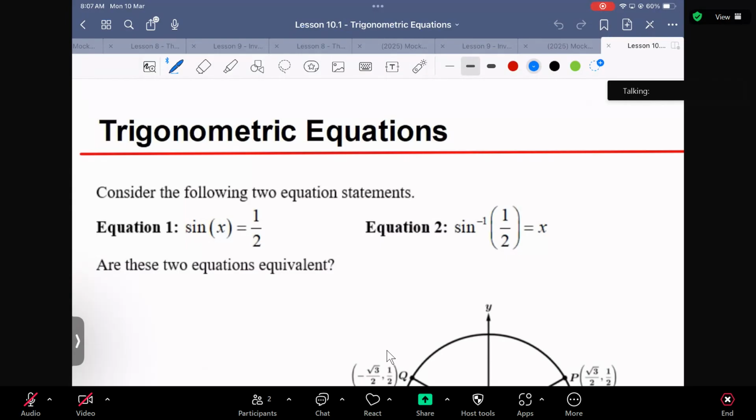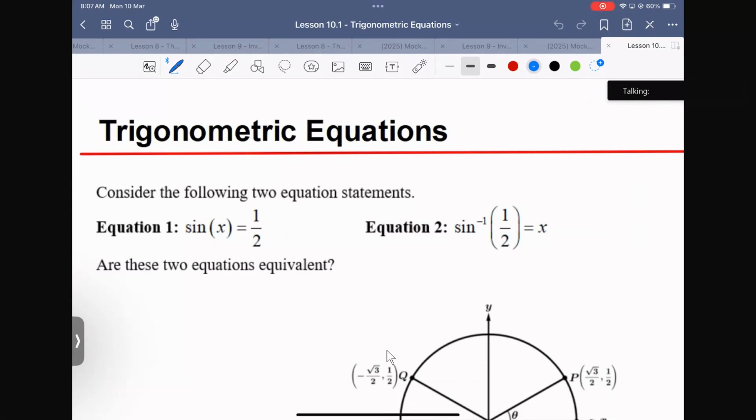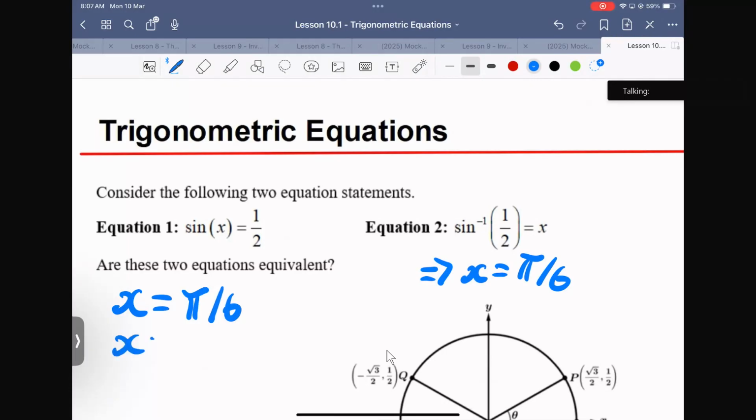If we look at equation 2, this implies that x is equal to pi over 6. What about equation 1? Jude says there's two answers: pi over 6 or 5 pi over 6. Is she right?